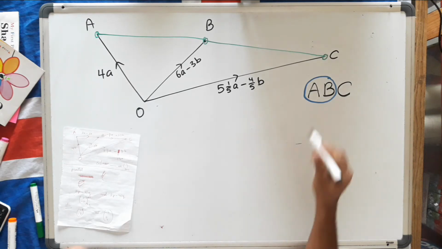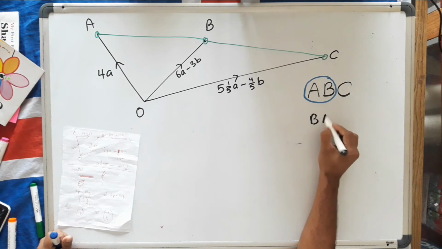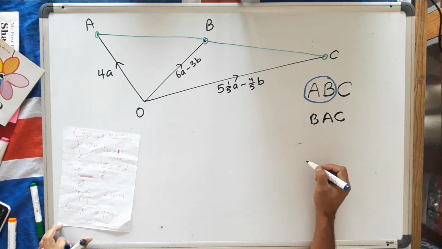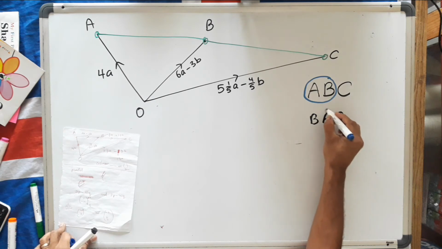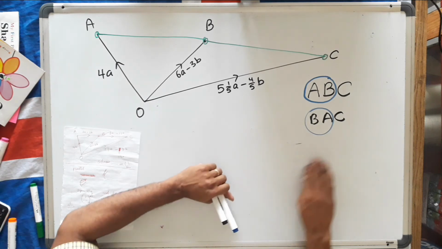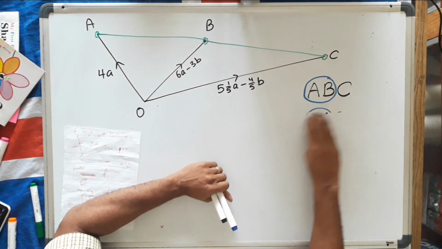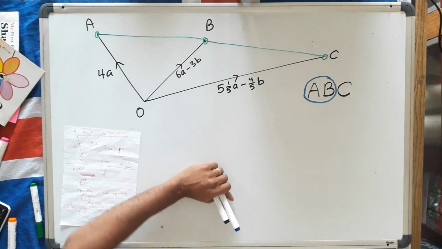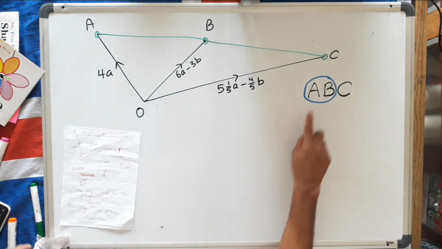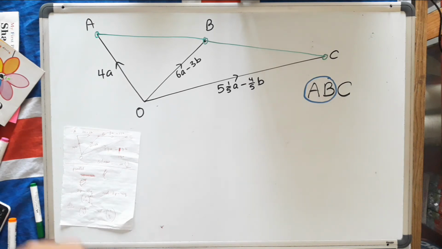Some people might mix up the letters. Let's say they put B, A, and C. It doesn't matter if you mix up the letters. However you put down the letters, just circle the first 2 letters. But I just have a thing for keeping everything in alphabetical order. So if it's A, B, and C, I'm not going to mix up the letters. So AB, circle the first 2 letters.